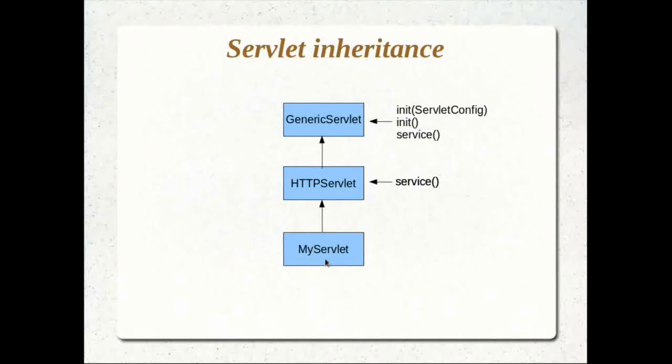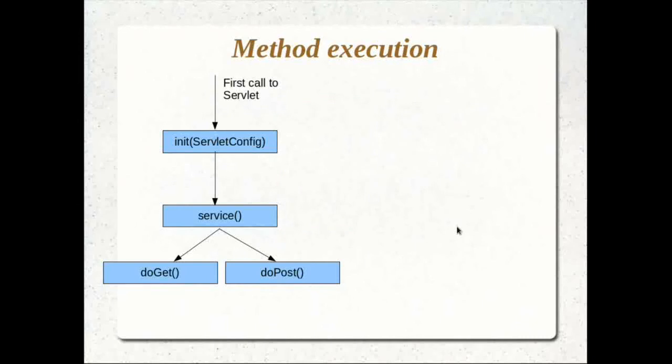Now, what does our class contain? We've already seen this. We have a doGet and a doPost. So this is how it works. The init and the service methods are already there in the GenericServlet. The service method has been overridden in the HttpServlet, and the doGet and the doPost methods are overridden in the servlet that we write. So this is the chart that we saw earlier: init, service, and the doGet and the doPost.